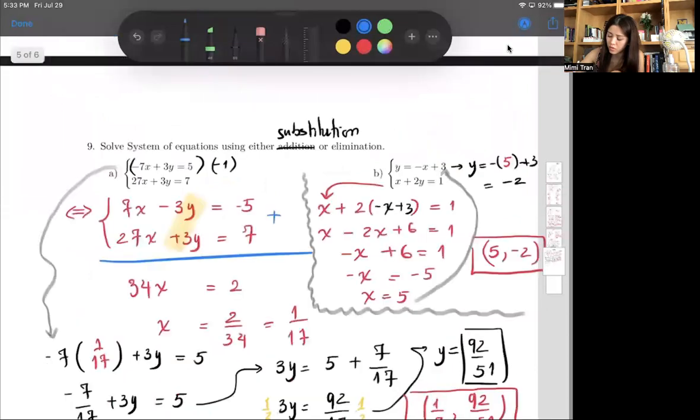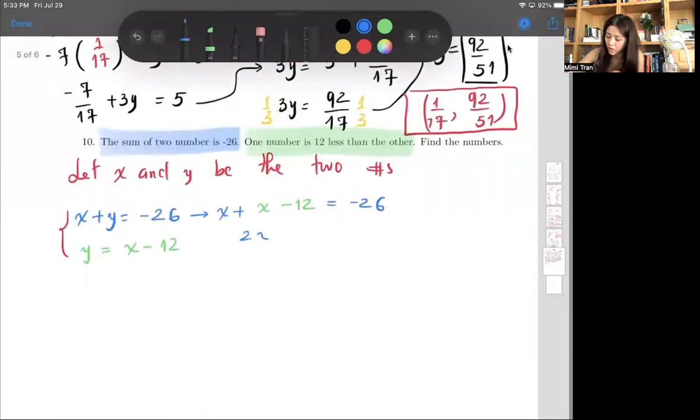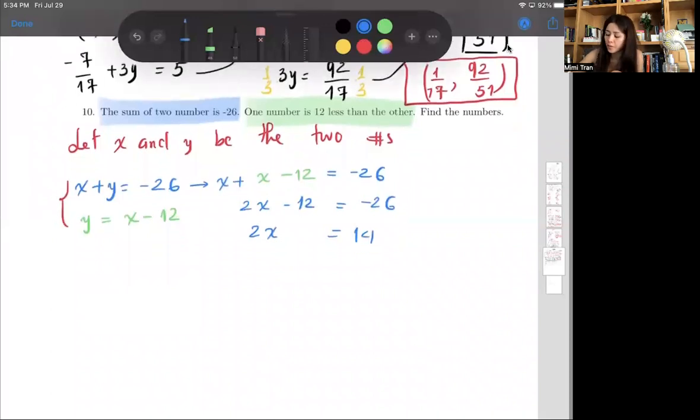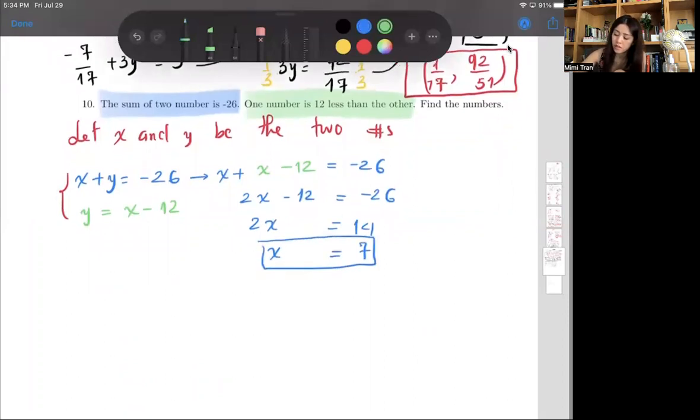Solve, oops, sorry. X plus x is 2x minus 12 equal negative 26. Add 12 to both sides, 2x equal negative 14. Divide both sides by 2, x equal negative 7. Now you're going to solve for y. You box that. Y equal, oh, make it smaller.